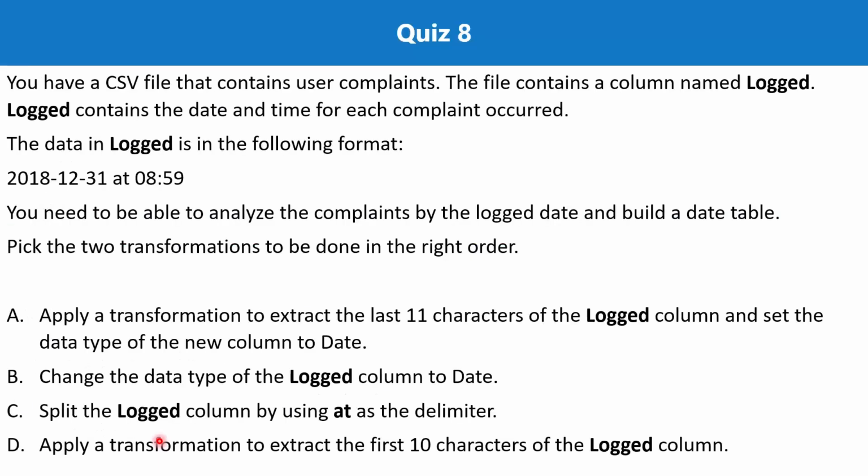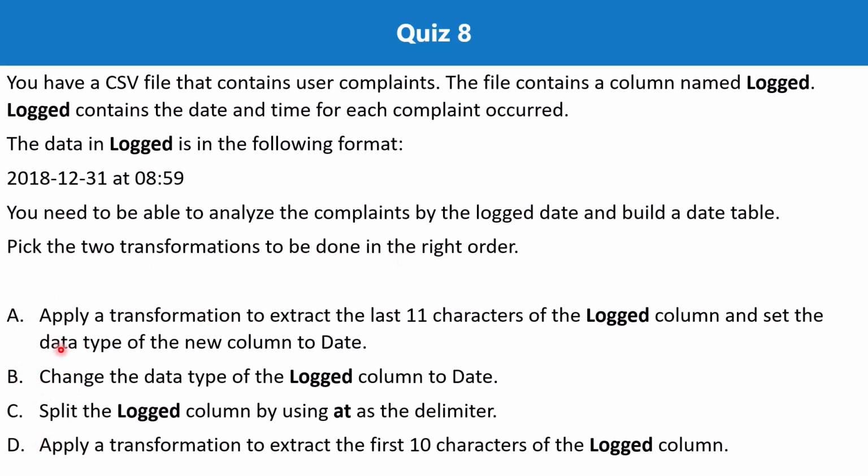Question 8. You have a CSV file that contains user complaints. The file contains a column named logged. Logged contains the date and time for each complaint occurred. The data in logged is in the following format. So this is the format of the data. You need to be able to analyze the complaints by the log date and build a date table. Pick the two transformations to be done in the right order. So we have to pick the two transformations and also the right sequence.